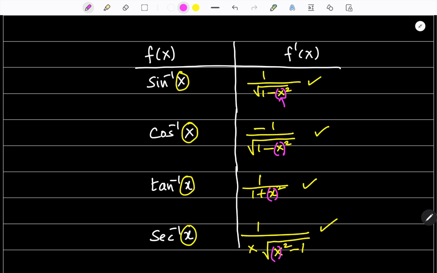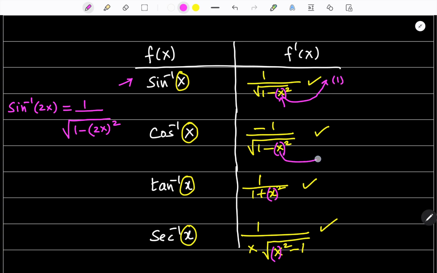Why am I saying this? Suppose the function changes to, for example, sine inverse 2x, if they are asking the question. So what will that be? You have to use the same formula: 1 divided by square root of 1 minus bracket open 2x the whole square.